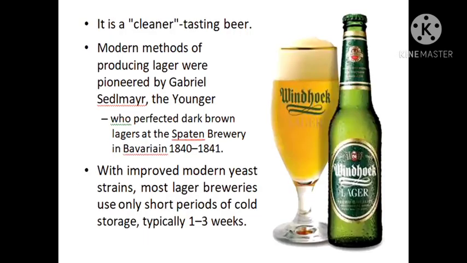It is a clear tasting beer. Lager. Modern methods of producing lager were pioneered by Gabriel Sedlmayr the Younger, who preferred dark brown lager at the Spaten Brewery in Bavaria in the 1840s, around 1841. With improved modern yeast strains, most lager breweries use only a short period of cold storage, typically 1 to 3 weeks.